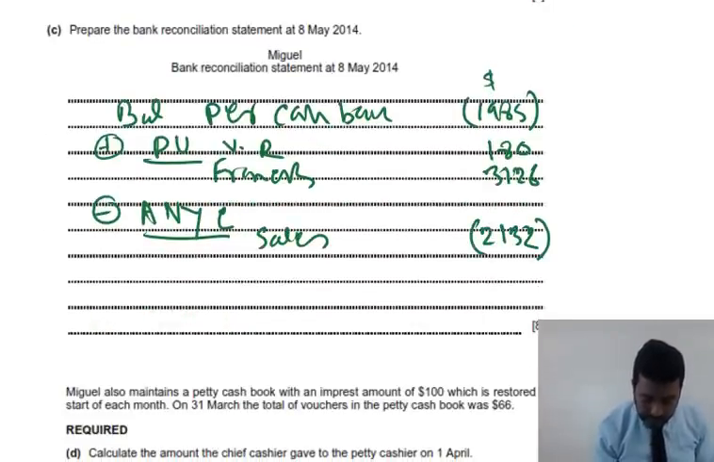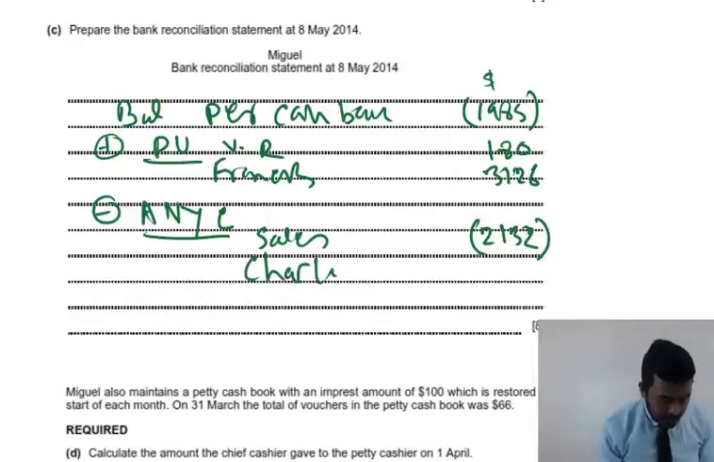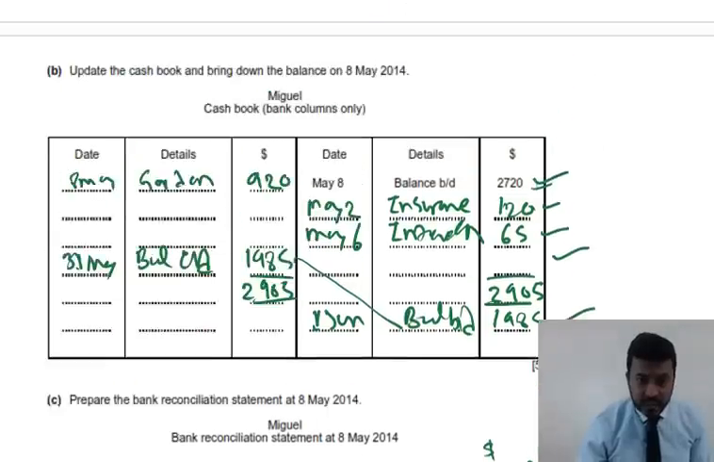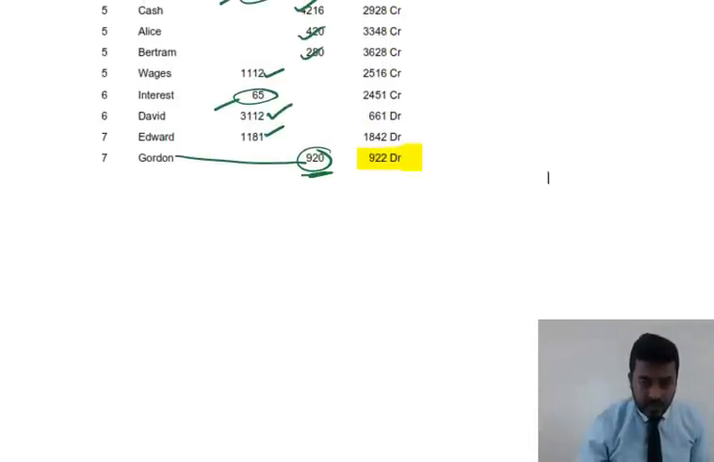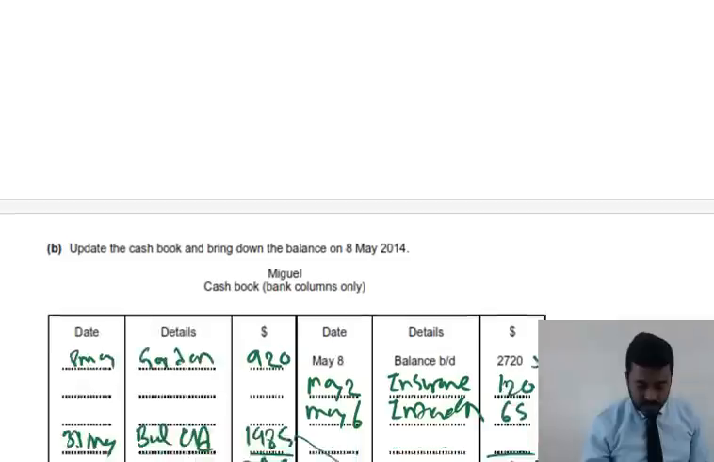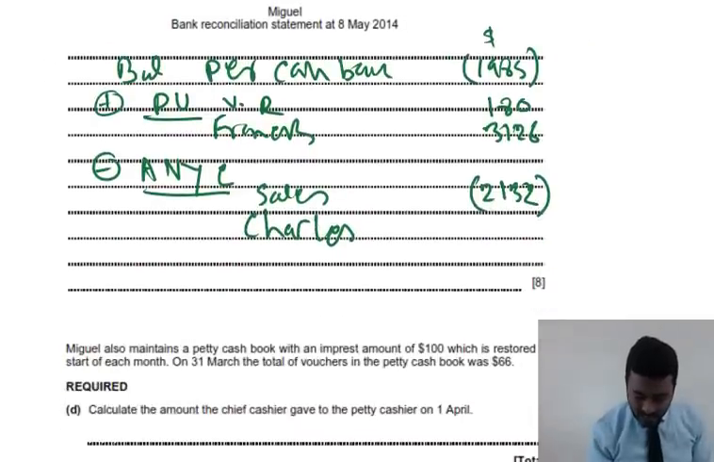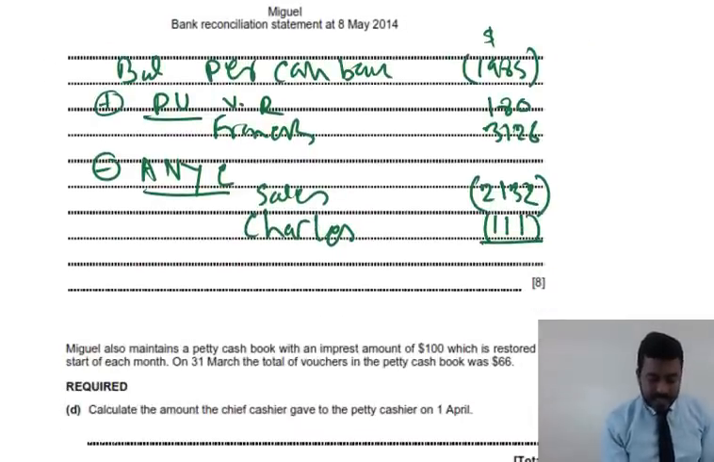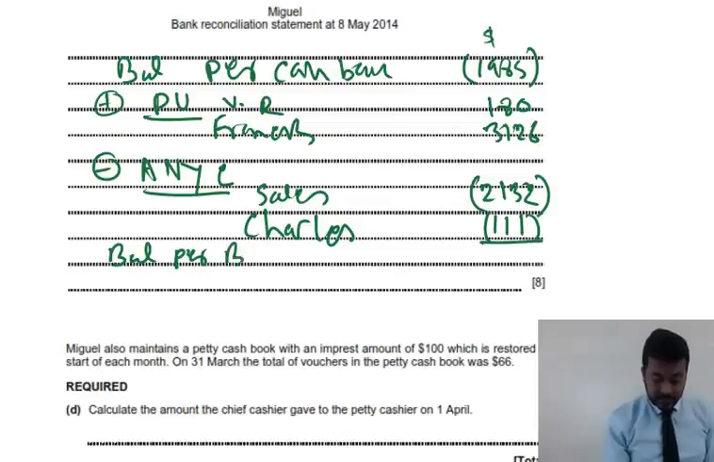It's a minus. And from Charles, let's check it out. Yeah, every time you need to check. 111. It's also easy peasy. 111. What he's supposed to get is the balance per bank statement.